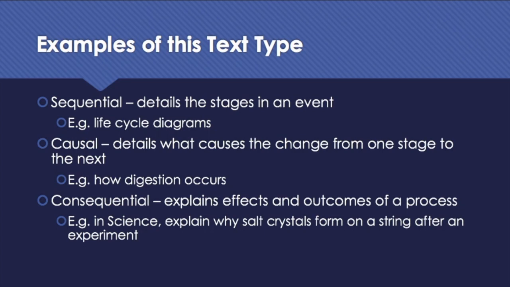We can get a sequential explanation where you detail the stages in an event. For example, in a life cycle diagram, you explain how something grows and changes. There's a causal explanation which details what causes the change from one stage to the next. So, for example, how digestion occurs in the body. And consequential, which is explaining the effects and outcomes of a process. So, for example, in science, we might explain why salt crystals form on a string after an experiment. That's a consequence of that experiment. And that's what we're sort of focusing on this time.